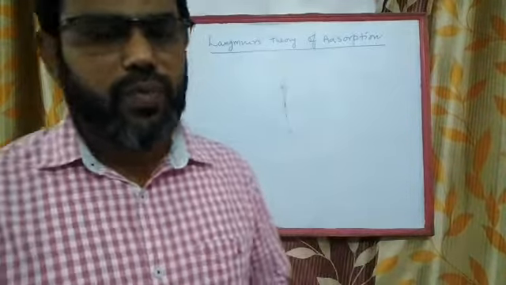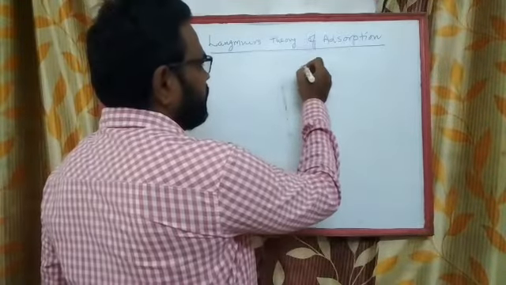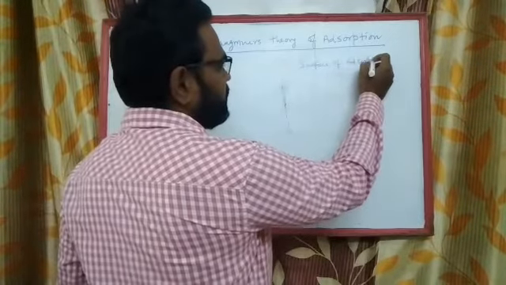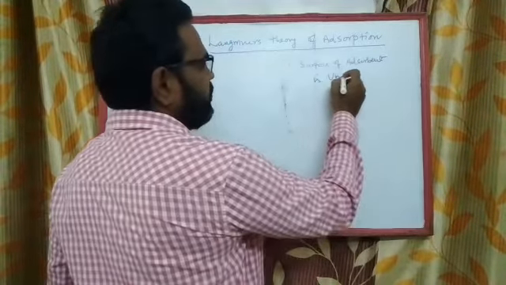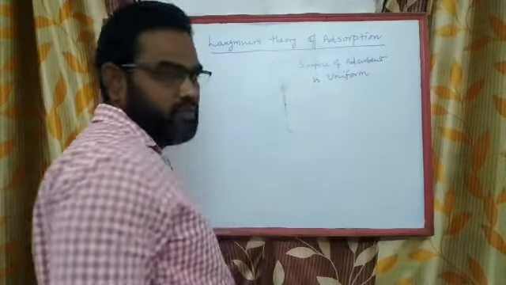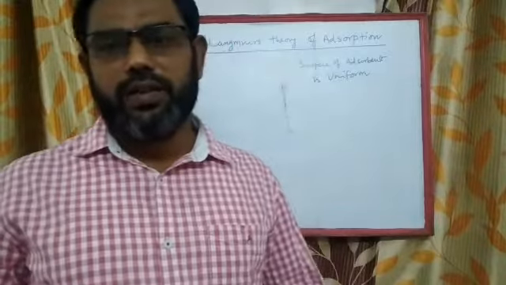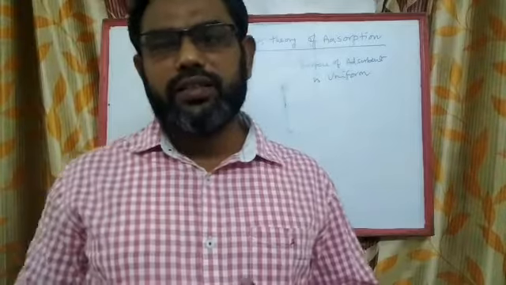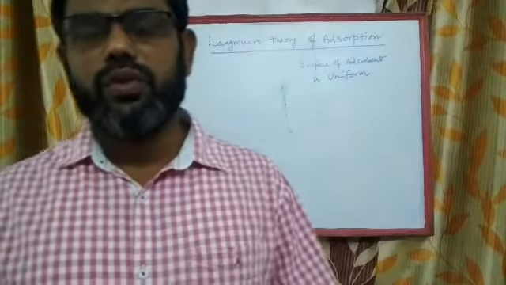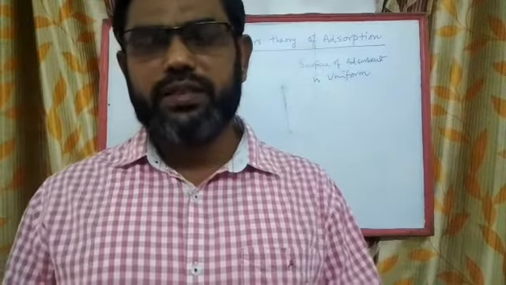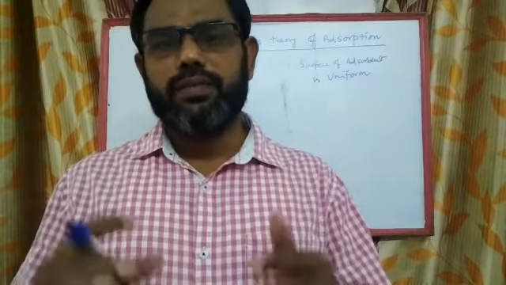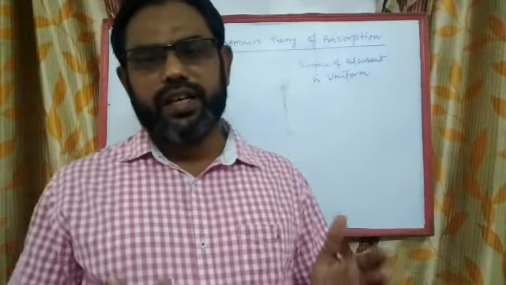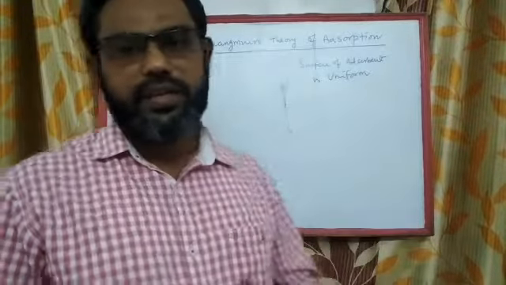The assumptions are: number one, the surface of the adsorbent is uniform. The surface of the adsorbent is very uniform. Naturally, no surface is uniform. If you even look at a smooth surface with a microscope, it will have some ups and downs. But based on the assumption that the surface is uniform, Langmuir's theory is derived.